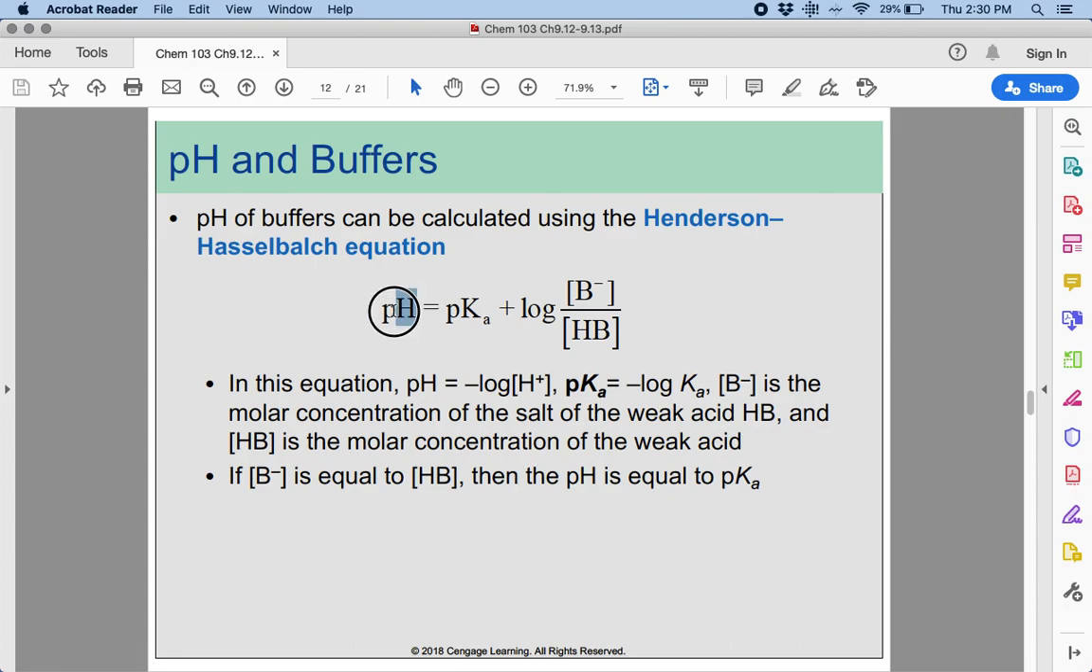Basically, what we will be seeing is kind of a plug and chug, where if you're given the pH, you might have to find the pKa, or if you're given the pH and the pKa, you might have to find the concentration of the conjugate base, or something like that. HB is just standing for some sort of weak acid, okay? So the H goes away and it becomes the conjugate base. That's what this is representing.